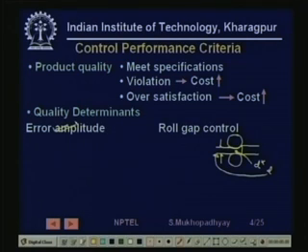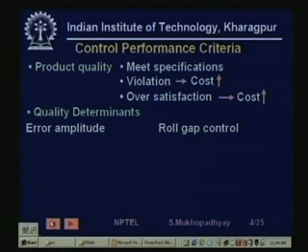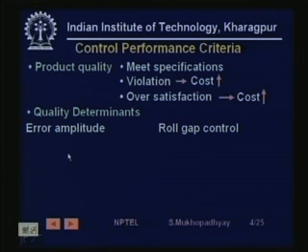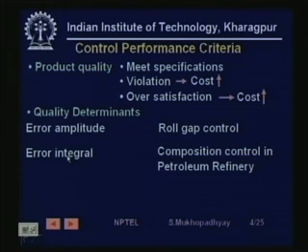Let us look at another example. Suppose we are looking at composition control in a petroleum refinery. So what is the product there? The product is some hydrocarbon fuel, let us say petrol or kerosene. Now after the product is produced, it is going to be stored in some tanks, and then finally after the tank gets filled up, it is going to be transported to the customer eventually.